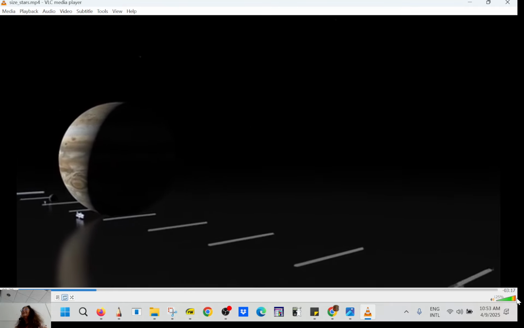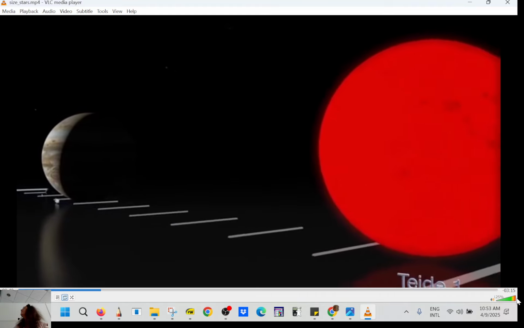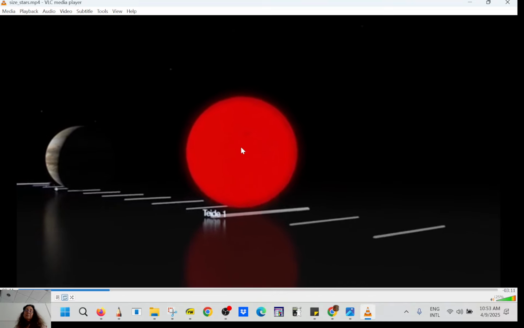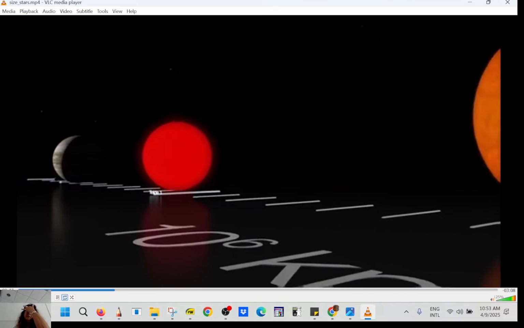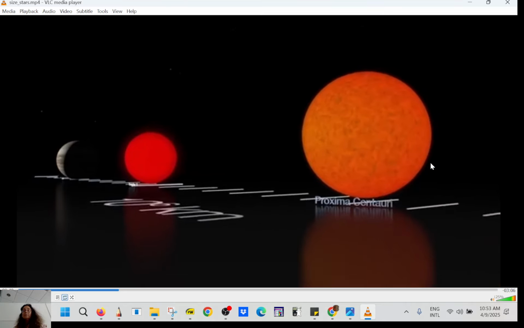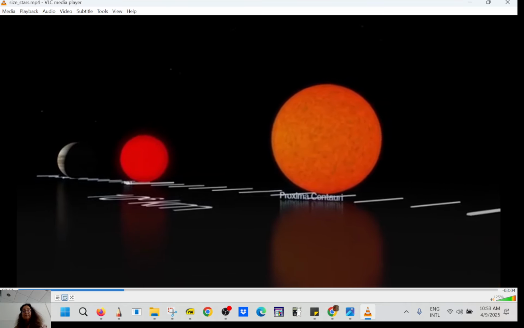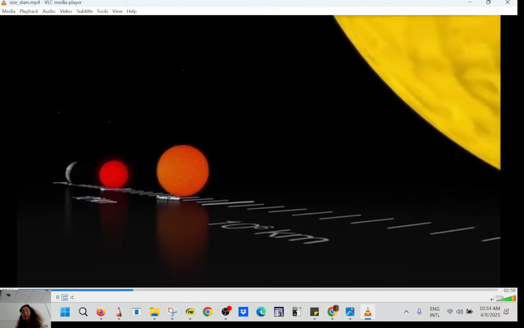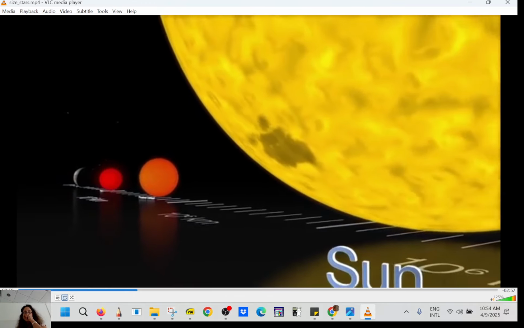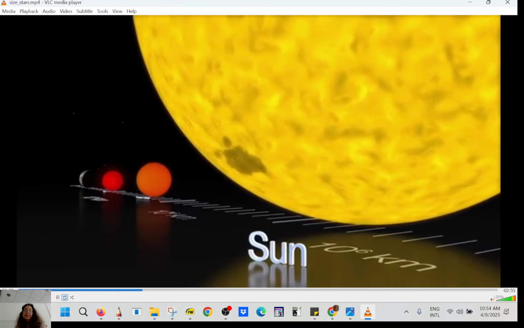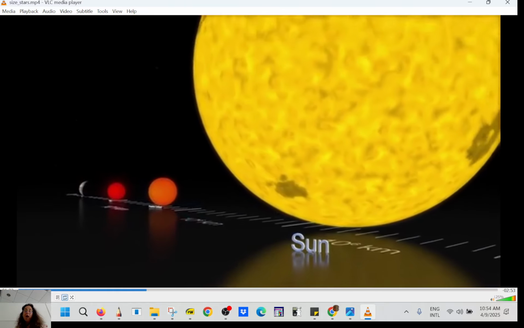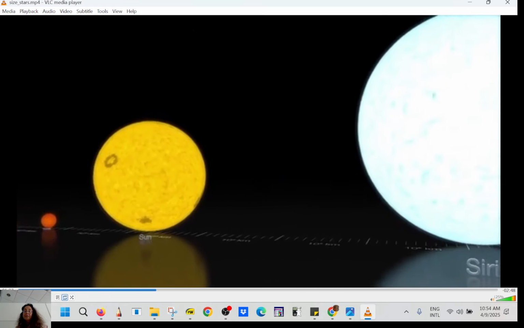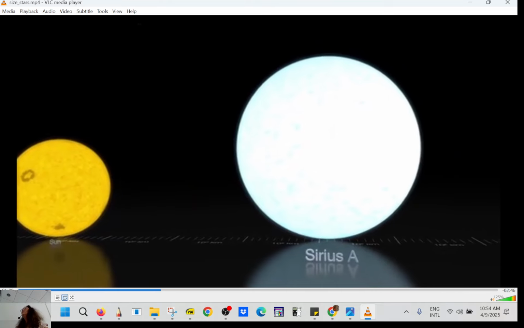So it's a log scale. So the steps... Sirius is blue.